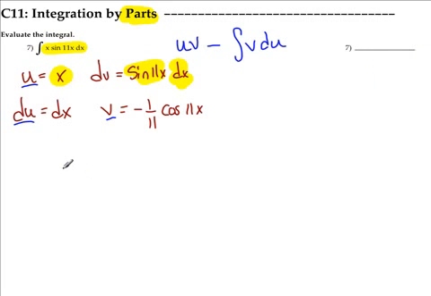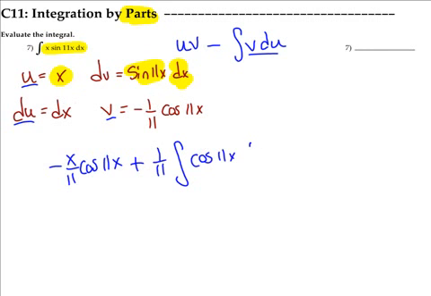So this would equal u times v, which is negative x over 11 cosine 11x, minus the integral. I always write a space here for the constant when I go to this next step. So v times du, this part right here, v times du is negative 1/11 times 1. Well, negative negative is a positive 1/11. And then I have cosine 11x dx.